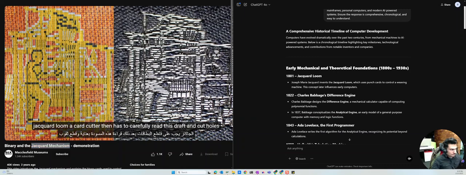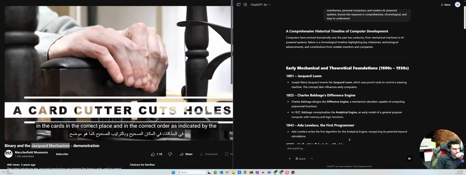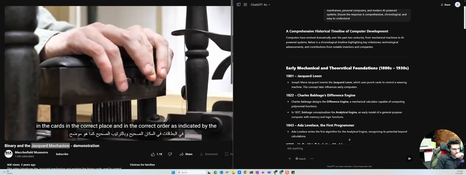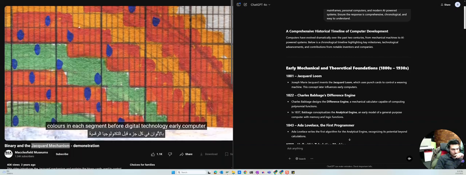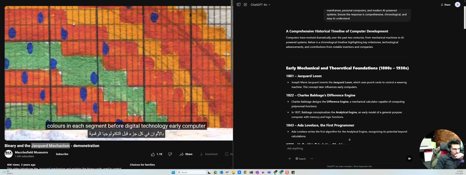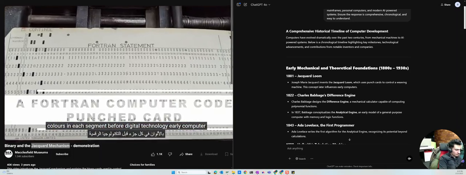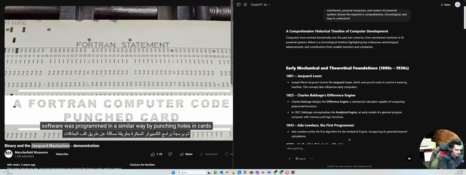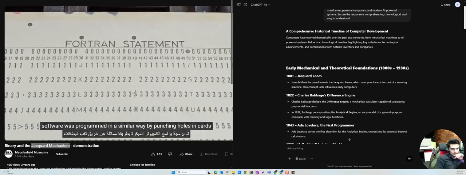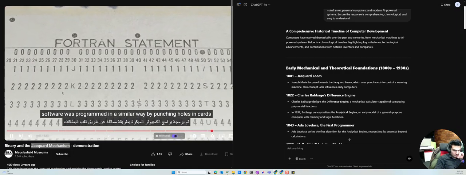A card cutter then has to carefully read this draft and cut holes in the cards in the correct place and in the correct order as indicated by the colours in each segment. Before digital technology, early computer software was programmed in a similar way by punching holes in cards.